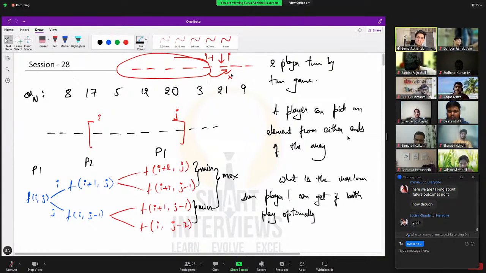So here, the smaller state is i plus 2, j, which will eventually progress towards the base conditions of the problem as it gets smaller and smaller. So using those previous states, we are computing the current states. It's less about future and past, more like previous state and current state that we are relying on.